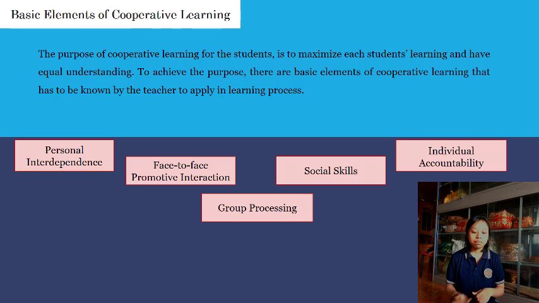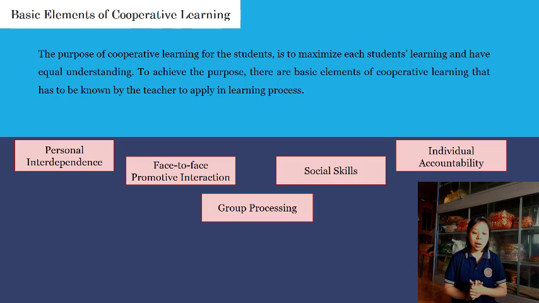Five is group processing. This element exists when the group members discuss how well they achieve their goal and handle working relationships. When difficulty comes up, the group members must engage in group processing and identify what problem solving they must do.